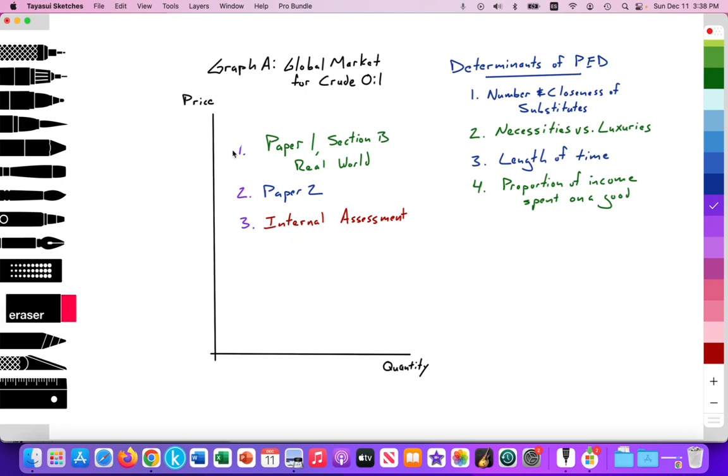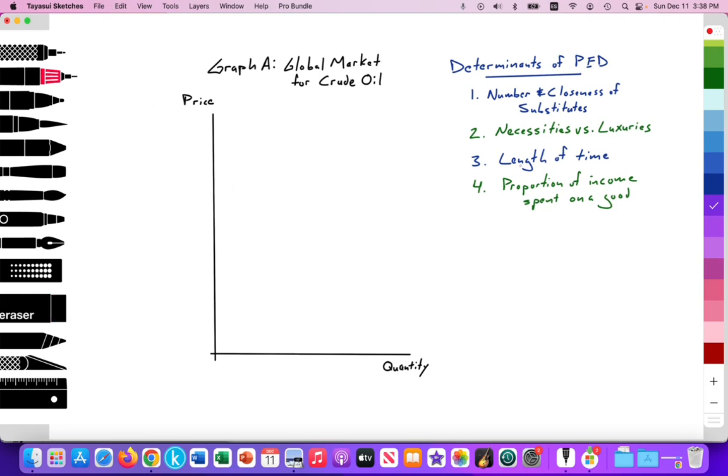Great. So first, let's think about the determinants of PED. And in the IB syllabus, it's focused on these four elements: the number and closeness of substitutes, necessities versus luxuries, length of time, proportion of income spent on a good. Now, proportion of income spent on the good is typically looking at the demand by the household.